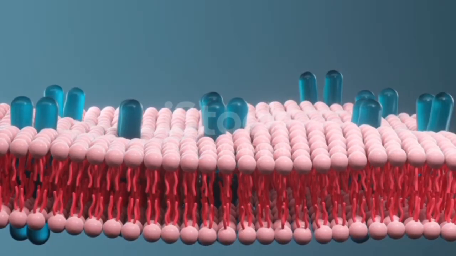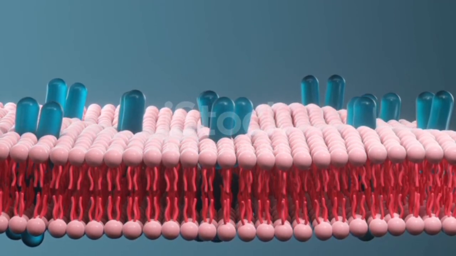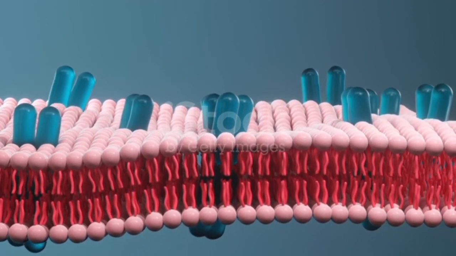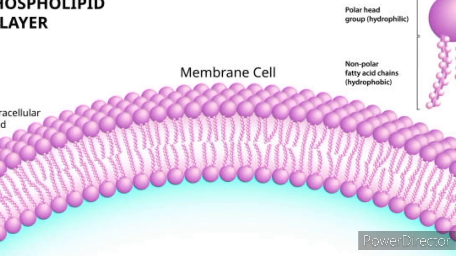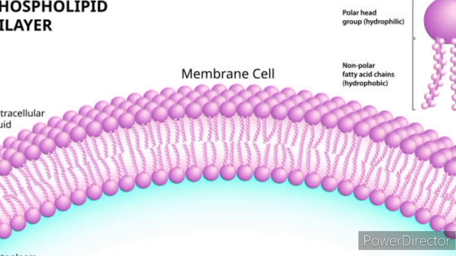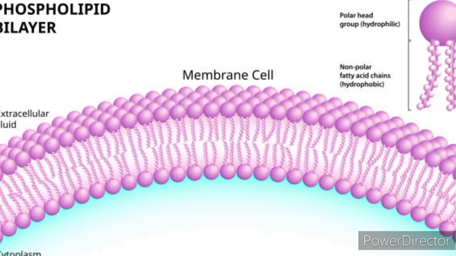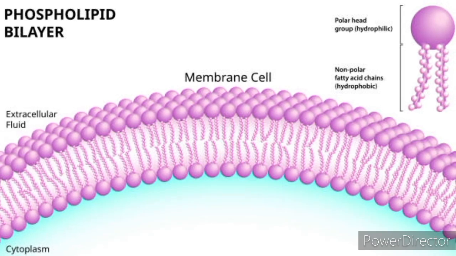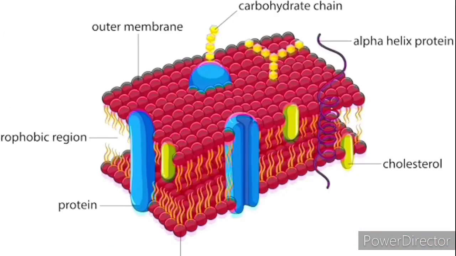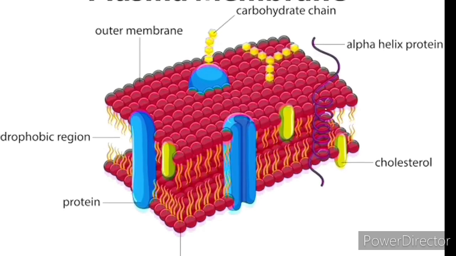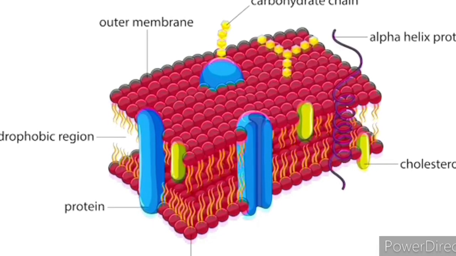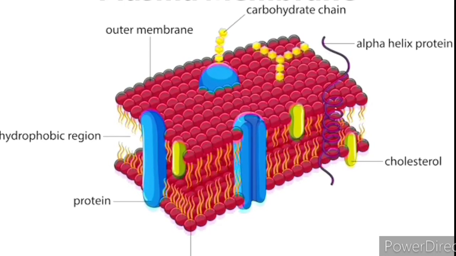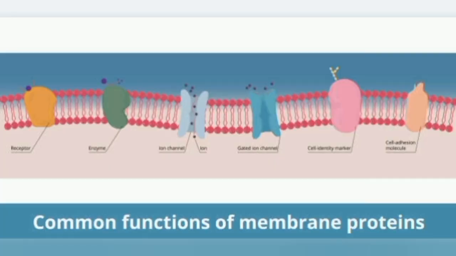Lipid bilayer composition. The phospholipids in the membrane are amphipathic, having a hydrophilic, meaning water-attracting, head and hydrophobic, meaning water-repelling, tails. This arrangement results in the bilayer structure, with the hydrophobic tails facing inward and the hydrophilic heads facing outward towards the aqueous environments, inside and outside the cell. Cholesterol. Cholesterol molecules are interspersed within the lipid bilayer. They help stabilize the membrane's fluidity, preventing it from becoming too rigid or too fluid by interacting with the phospholipids.